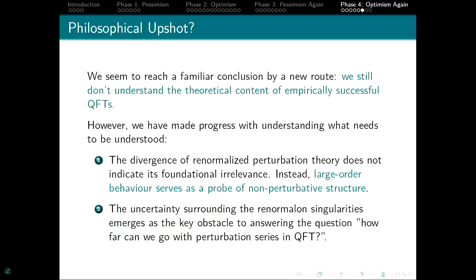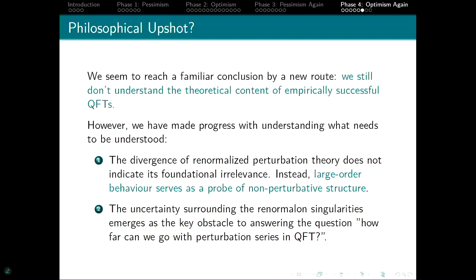One upshot I definitely wanted to stress, if that hasn't come through clearly already, is that the idea that the divergence of perturbation theory is just a formal roadblock is definitely wrong. And there is this interesting correspondence between the large order behavior and non-perturbative effects. And so the divergence of perturbation theory on its own is definitely not a reason to dismiss the perturbative framework as foundationally irrelevant in the way that people did in the 50s. The question is really, how far can we go with it? And that remains an unanswered question currently.